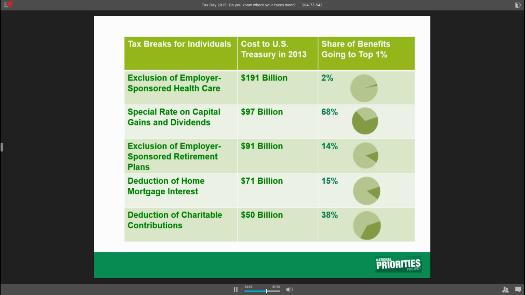but not the rest of us. Third, you'll see the exclusion of employer-sponsored retirement plans. This is similar to the employer health insurance. If your employer gives you a retirement plan, those contributions are not subject to tax. And that tax break is worth $91 billion to the US Treasury. 14% of that went to the top 1%. And while that's not quite as bad as 60%, 14% of that tax break going to the top 1% of earners is obviously a lot more than if their share were 1%.